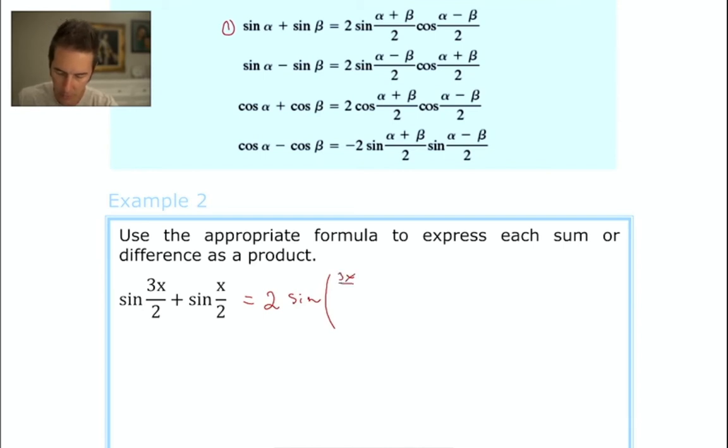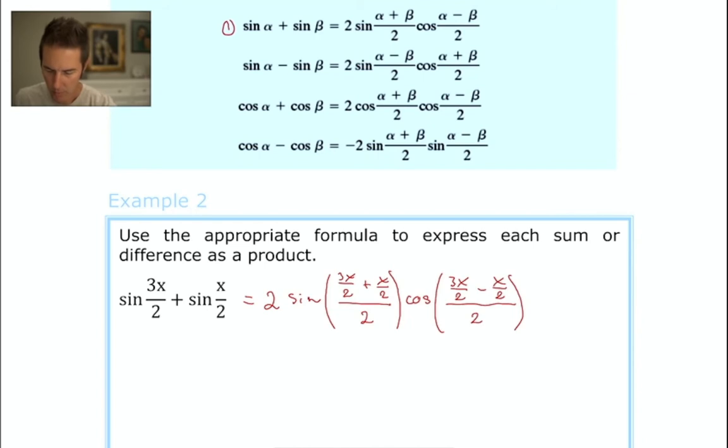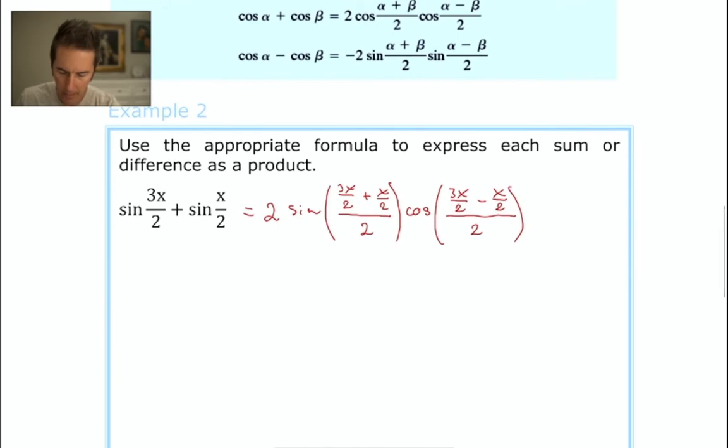We've got the 3x over 2 as the alpha value, plus the x over 2 as the beta value, and then we have to divide all of that by 2, close, times the cosine of our alpha value, again, 3x over 2, this time minus our beta value of x over 2, all divided by 2. And I think that's it. All we have to do is clean this up. I would typically do this all in one motion. If you would like to write this out in 2 steps, you can. If you want to pause this and work it out for yourself, and then push play and see if you get what I get, that's not a bad idea either.